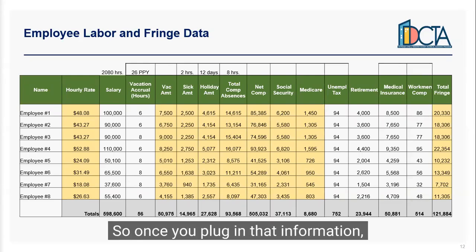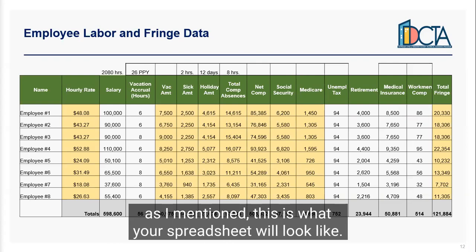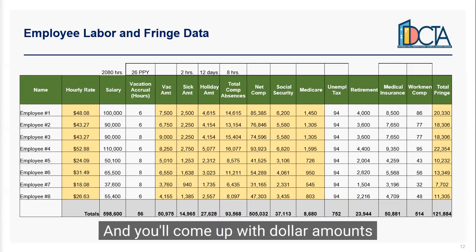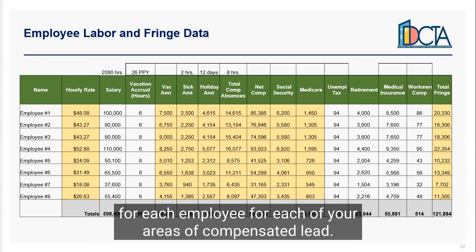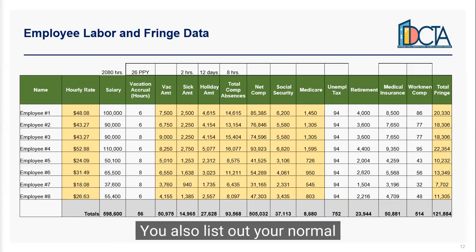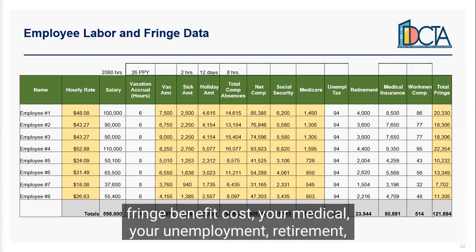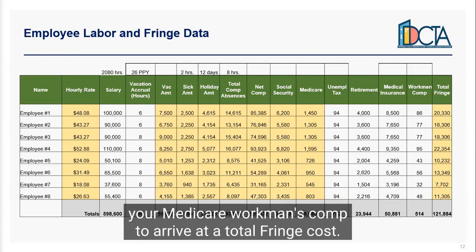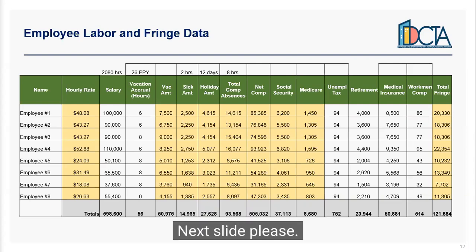So once you plug in that information, as I mentioned, this is what your spreadsheet will look like. And you'll come up with dollar amounts for each employee, for each of your areas of compensated leave, your vacation time, your sick time, your holiday time. You also list out your normal fringe benefit costs, your medical, your unemployment, retirement, your Medicare, workman's comp, to arrive at a total fringe cost. Next slide, please.